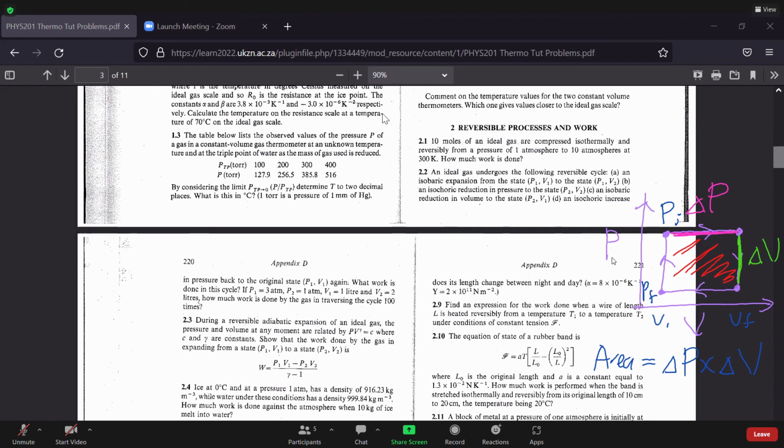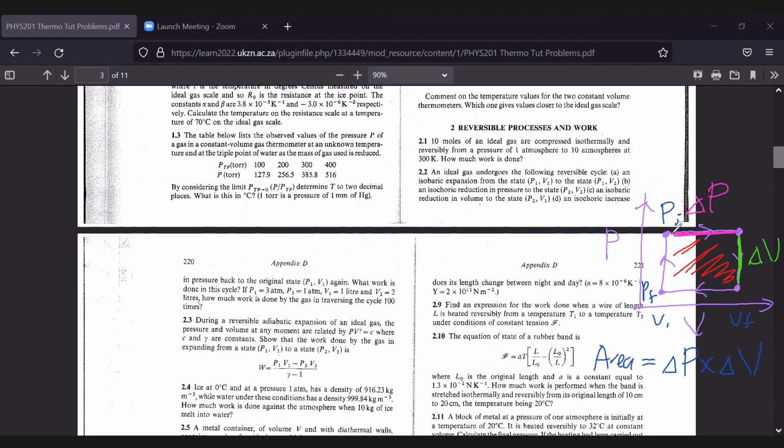Yeah, if you want to do the integral, you would get exactly the same answer. So the integral along the first line would just be the P delta V. And then along the vertical lines, it's going to be 0. And then you can do along the bottom line as well, along this bottom line here. And then you'll get the same answer.